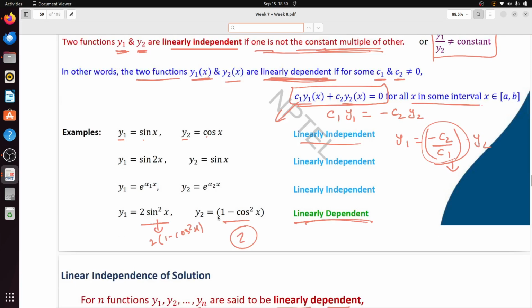But 2 sin^2 x and 1 minus cos^2 x are linearly dependent. Why? Because 2 sin^2 x you can write as 2 into (1 minus cos^2 x), right? And this is just 1 minus cos^2 x. So half into this 2 sin^2 x equals 1 minus cos^2 x.